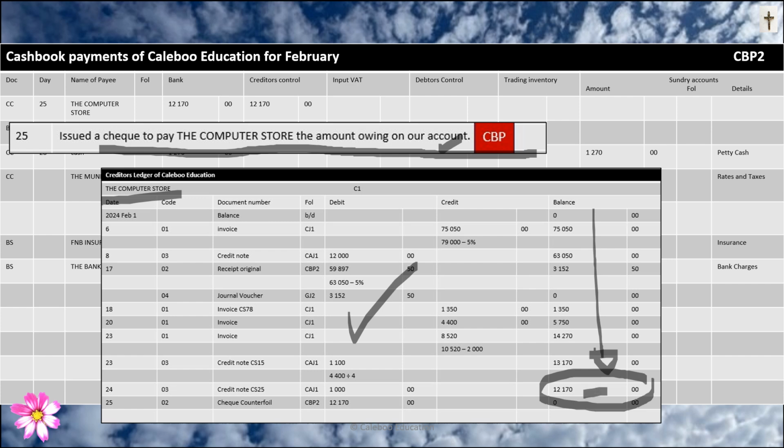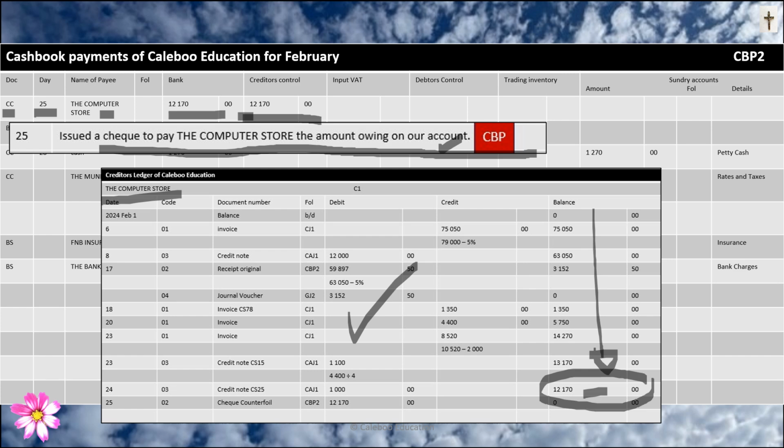So we go and find out 12,170 is owed to the computer store, was paid by check on the 25th. What came out of our bank account, or what is going to come out of our bank account, 12,170, and the ledger account, creditors control, is debited, decrease in liability, and the amount is 12,170. More about the rules when I post to the general ledger shortly.